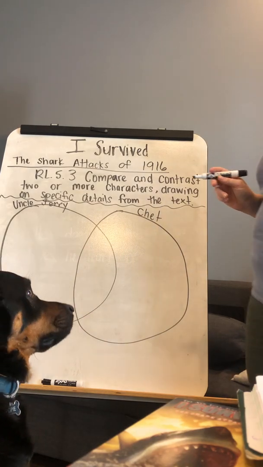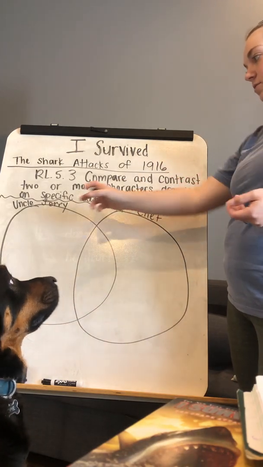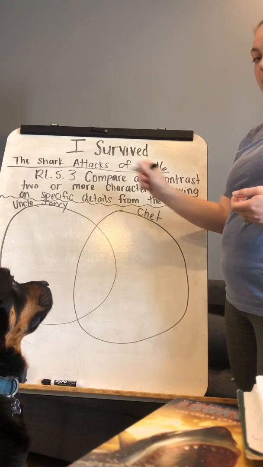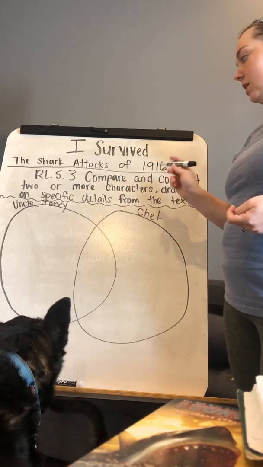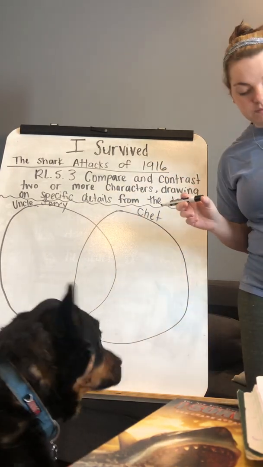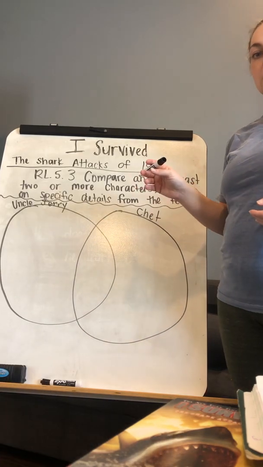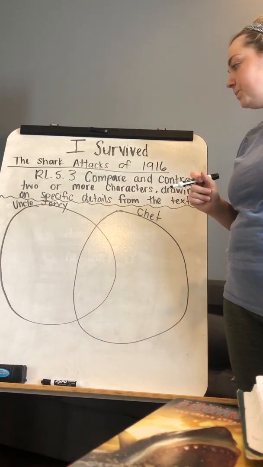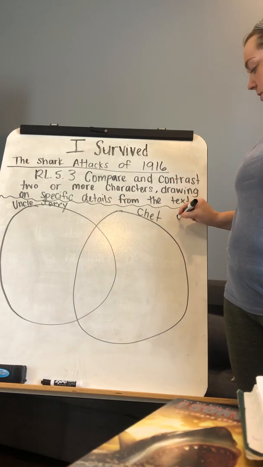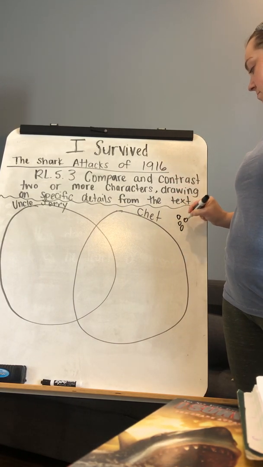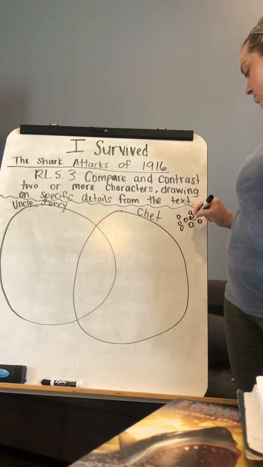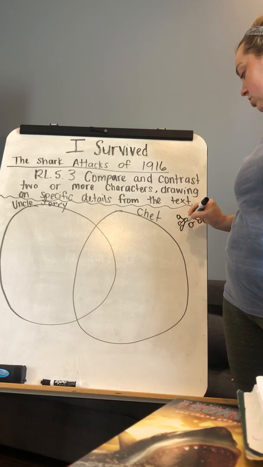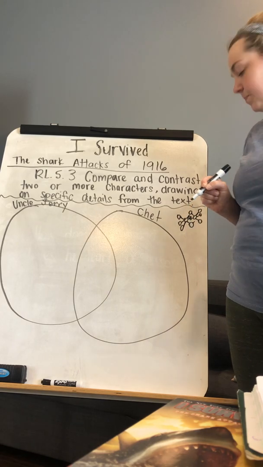Okay. So what differences do we have between Uncle Jerry and Chet? And remember, this is called a Venn diagram. We use that for comparing and contrasting. Another time we use a graphic organizer like this is a double bubble. That's the one with the bubbles like this that we've used in class before. So, same thing, just different formats, just different organizers, okay?